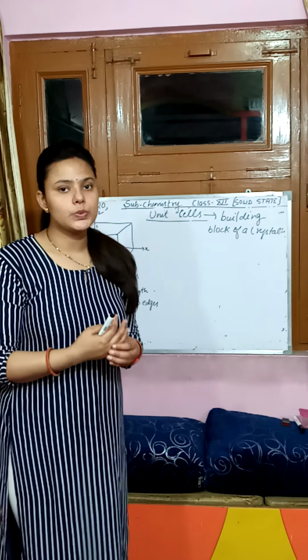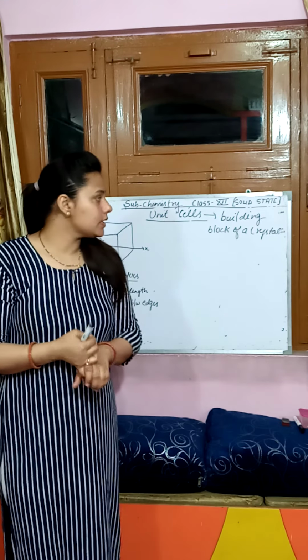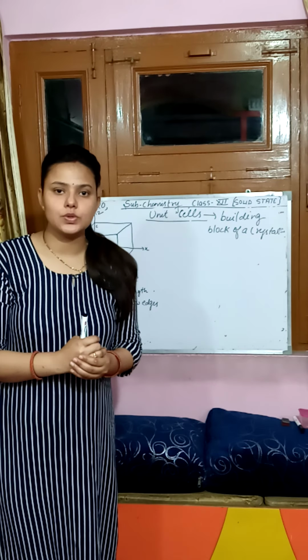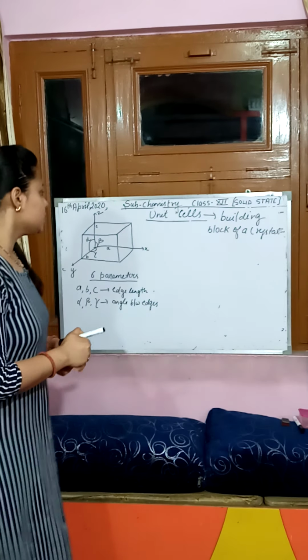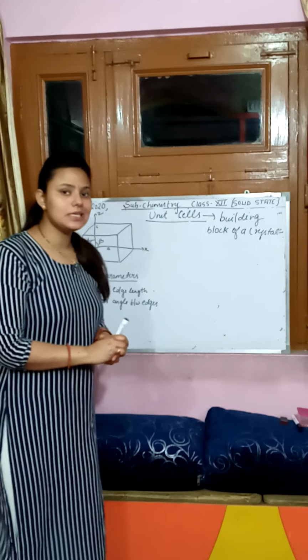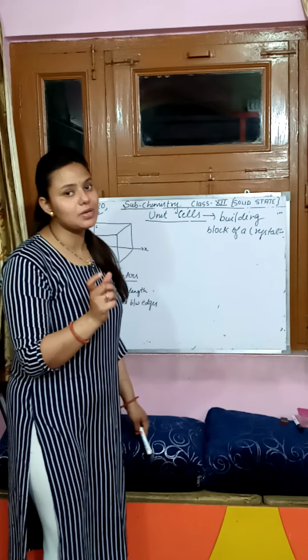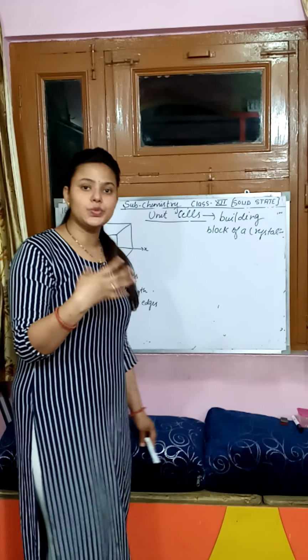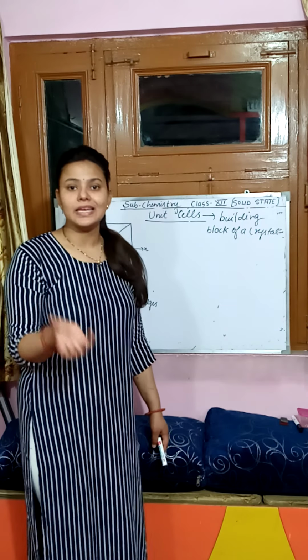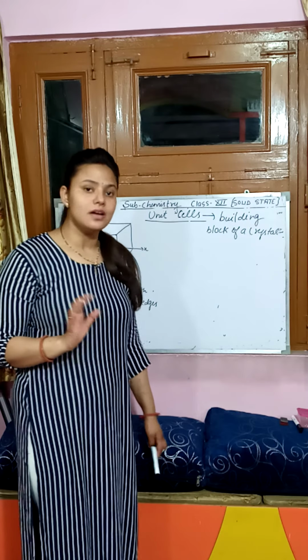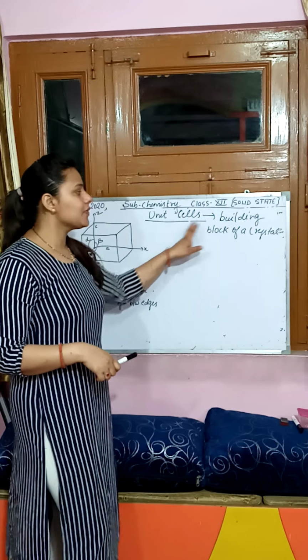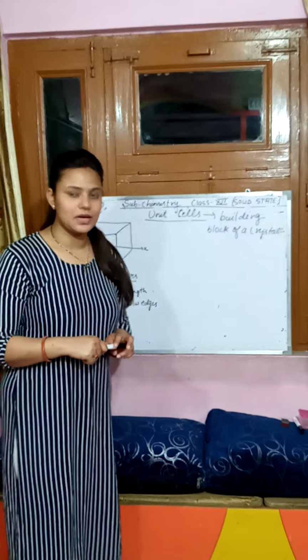In the last class, we were discussing the unit cells. Here also we are going to continue with it. Unit cell means the smallest but complete unit which, when repeated again and again, gives the complete geometry of the crystal, or we can say that unit cells are the building blocks of a crystal.